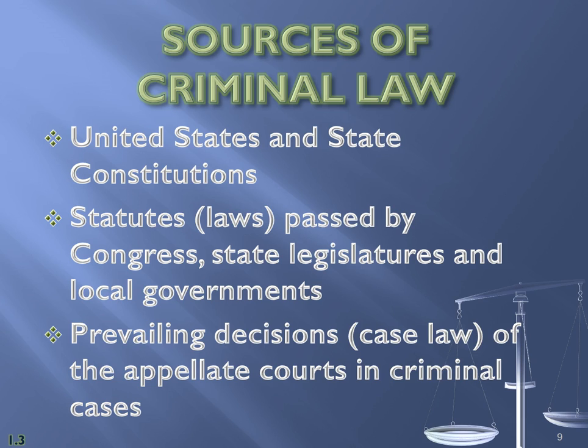Each state does have a constitution, if you don't know. So you have the United States Constitution and state constitutions. Then you're looking at statutes, which are laws passed by Congress, state legislatures, and local governments. So that's another source. And then you have prevailing decisions, case laws. Remember we talked about that? Stare decisis, the case laws of the appellate courts in criminal cases. So these are some sources that you'll be able to glean as to where criminal law came from.